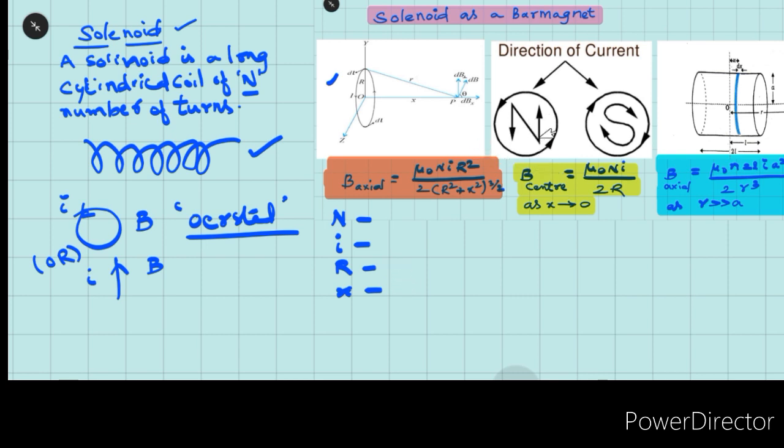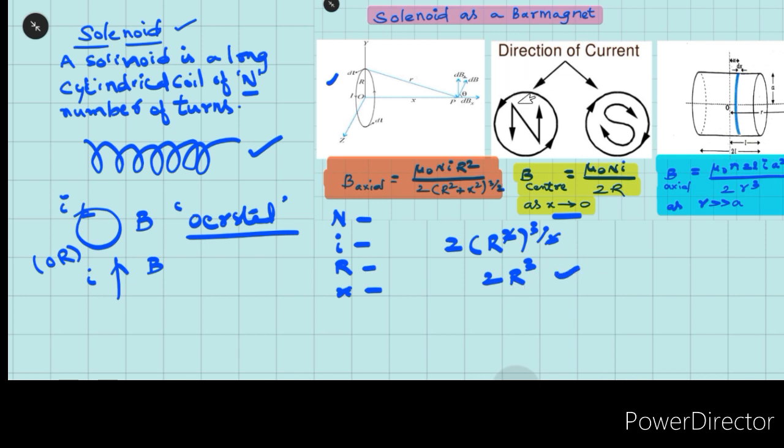And we know that as x tends to 0 in this expression, in the denominator it remains only 2 into R square whole to the power of 3 by 2. By cancelling, we get 2 into R cube in the denominator. In the numerator we have R square. By cancelling we get B at center. As x tends to 0, the magnetic field at the center is given by mu naught N I by 2R.